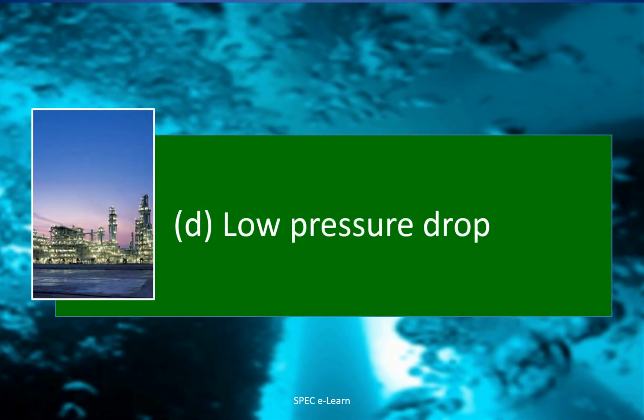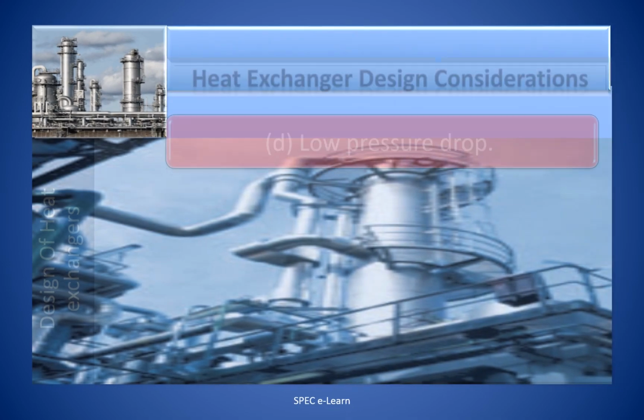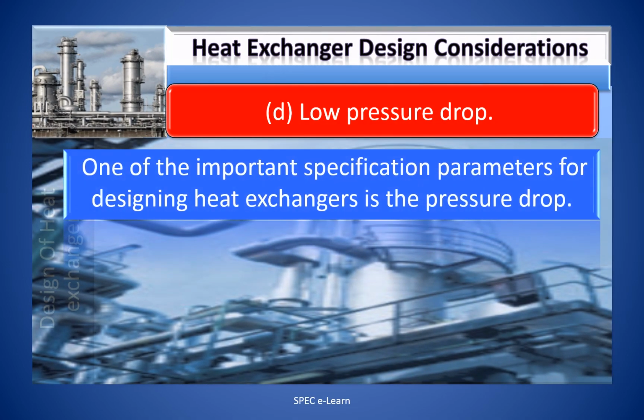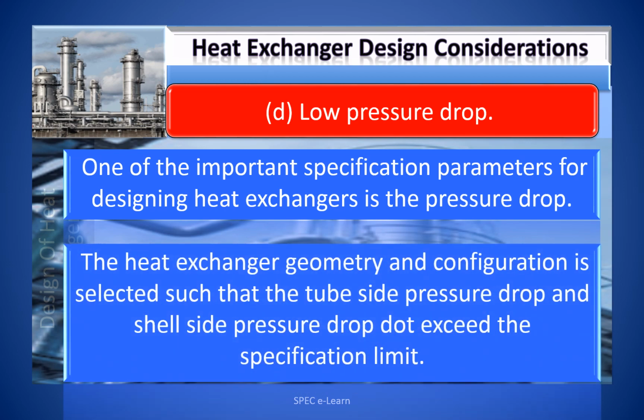D. Low pressure drop. One of the most important specification parameters for designing heat exchangers is the pressure drop. The heat exchanger geometry and configuration is selected such that the tube side pressure drop and shell side pressure drop do not exceed specification limit.